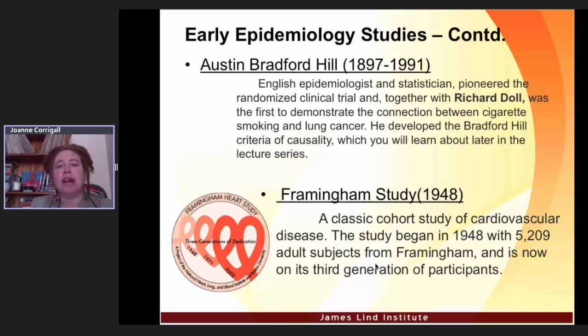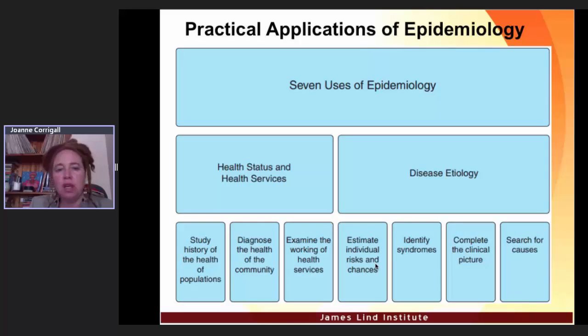So what are some of the practical applications of epidemiology? Well, there's 7 uses. So the one refers to health status and health services. And then the other one helps us to determine what are the actual causes of disease so that we know what kinds of interventions might be helpful. So today we're going to be looking at 2 of the practical applications. One is the study of the history of health of populations, and the second one is to diagnose the health of the community. The other applications you will be getting more information about in the further lectures.